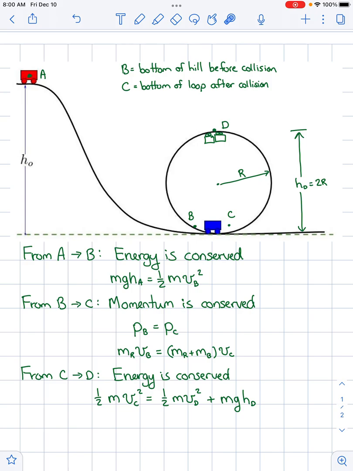Okay, guys, to solve this problem, what you have to realize is that the red car goes zooming down the hill, and when it reaches the bottom, it collides into the blue car. They join together and they go around the loop.